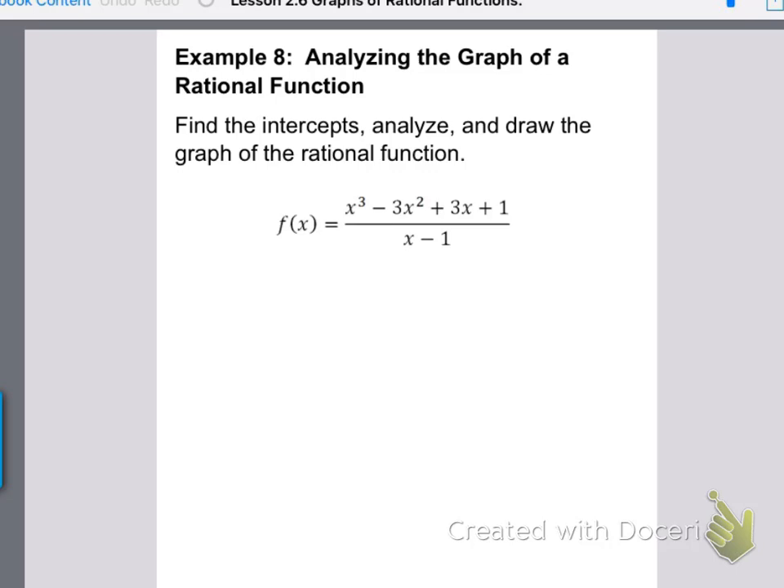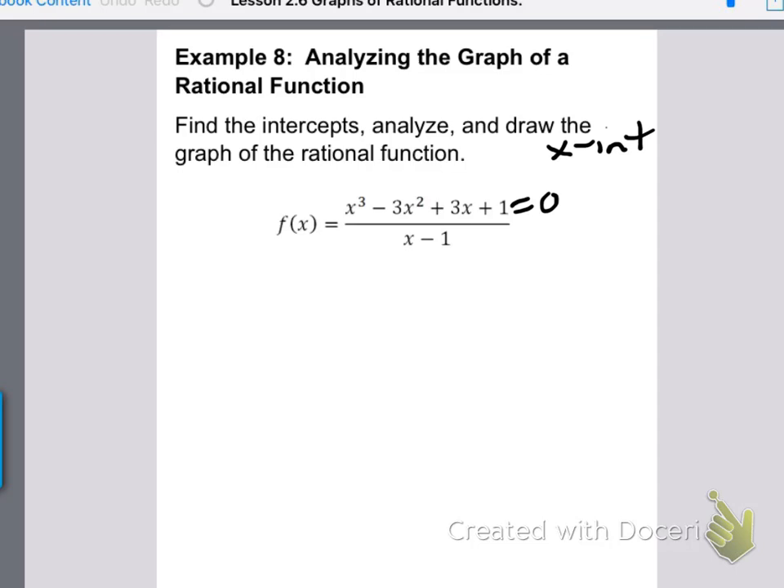Find the intercepts. Analyze. Draw the graph of the rational function. Well, let's do this. X-intercept first. Now, that's a cubic. You're letting this equal 0.